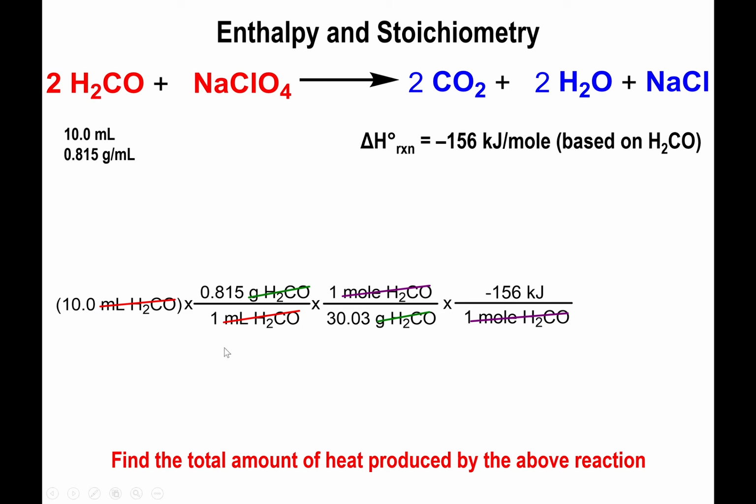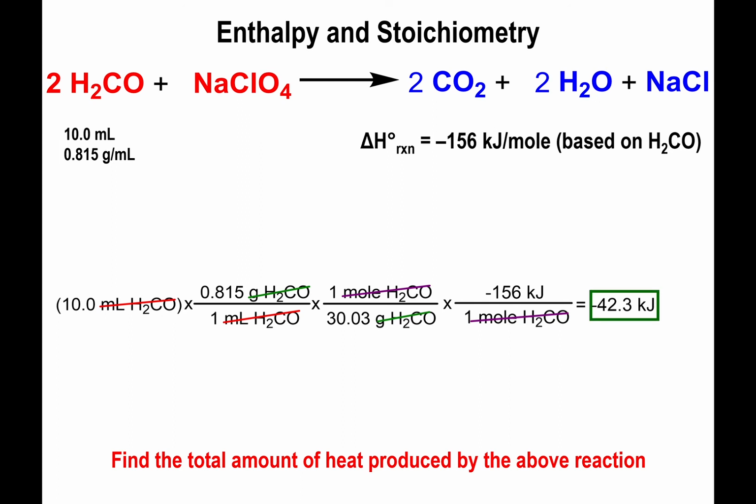So you carry on the calculation: multiply 10 by 0.815, divide by 30.03, multiply by negative 156, and you find that the final answer is negative 42.3 kilojoules of energy. This is how much energy in kilojoules you will produce when all 10 mLs of H2CO react away.